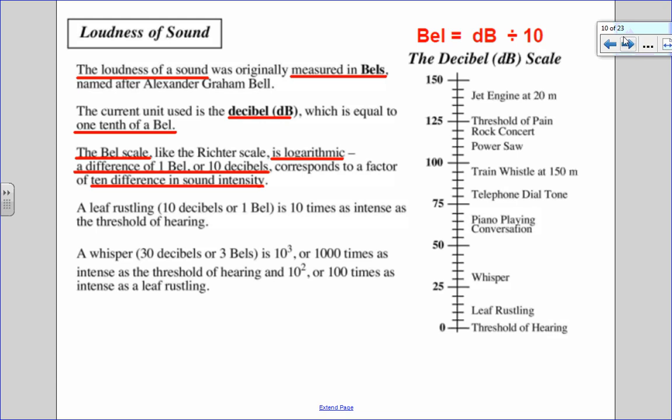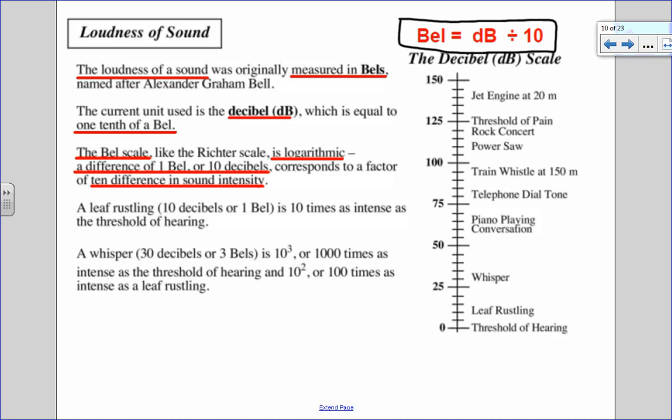Okay, let's look at sound level. So sound level is the decibel scale. So the loudness of sound was originally measured in bels, named after Alexander Graham Bell. But the current unit that we use is decibels, which is 1/10 of a bel. So basically what we need to remember when we're dealing with these is that bels are just decibels divided by 10.